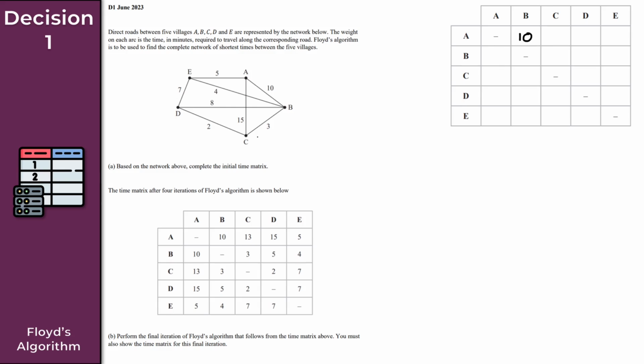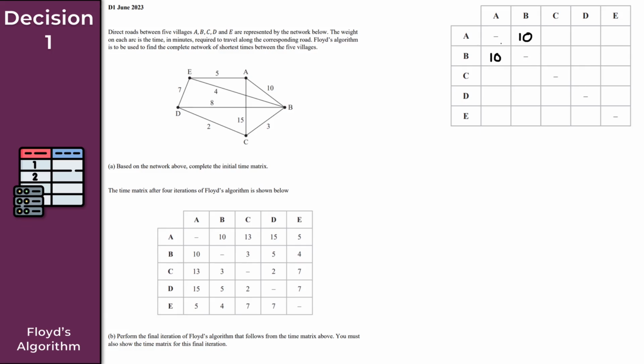What's also important for this network that we're given is that we don't have any directed edges or directed arcs, and that's important. Now, why is that important? Well, what that means is that the initial time matrix will be symmetric about the leading diagonal. So if this value here is 10, that means that this value here is also 10 because it's symmetrical about the leading diagonal. Okay, so let's keep going.